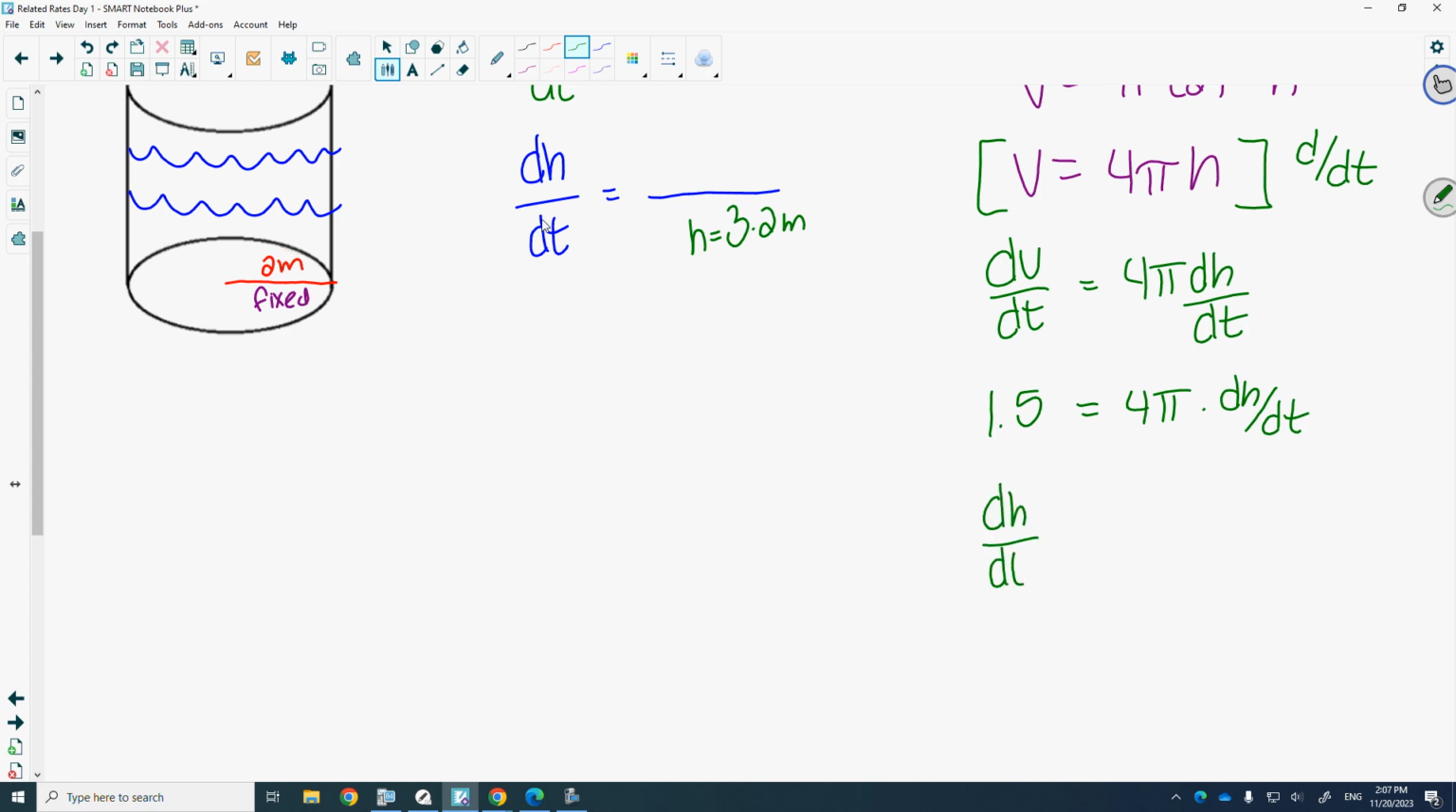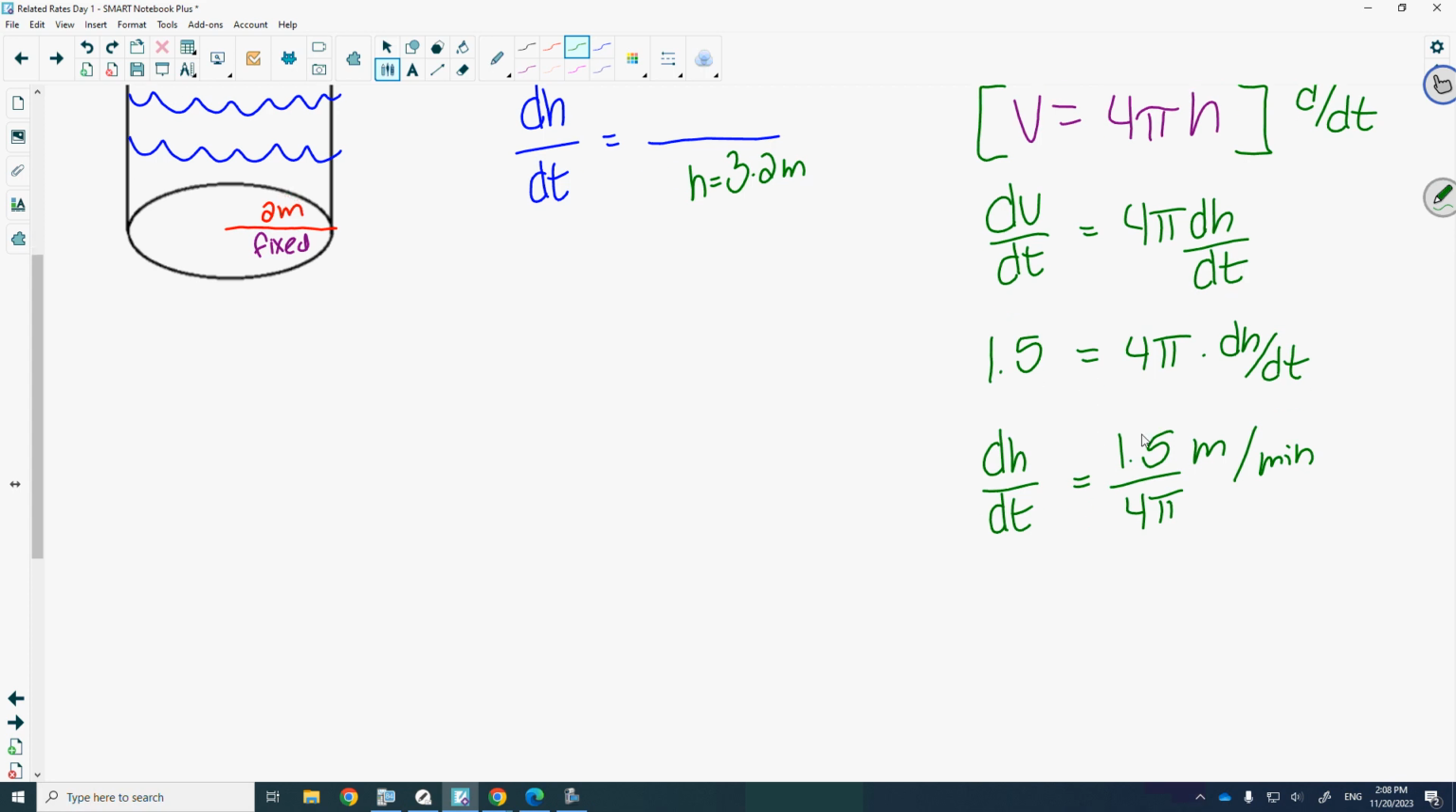So dh over dt is going to be 1.5 over 4 pi. It's height, so it's meters per, I believe, minute. And then you don't really want to have, like, if you could clean this up, you'd clean it up. What's 1.5 as a fraction? Do you remember what that would be? So it's 3 over 2. So let's see how we would clean this up. So 1.5 is equal to 3 over 2.